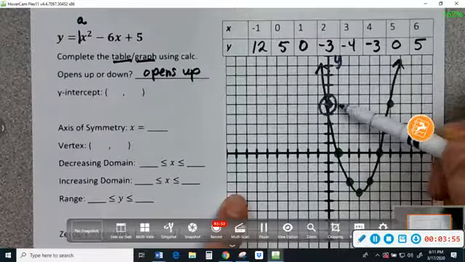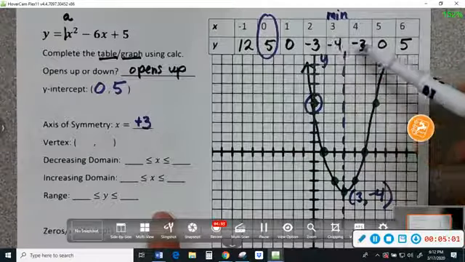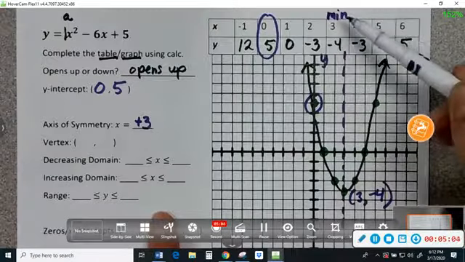Okay. Then we want to look at the vertex. The vertex is, in this case, our minimum. If our graph had opened down, the vertex would be our maximum. And this point right here, we can see in our graph is at 3, -4. Okay, we can also see that in our table because that is where our graph changes from going down to then going up. So that is our minimum, otherwise known as our vertex. So I will put 3, -4 as that value.